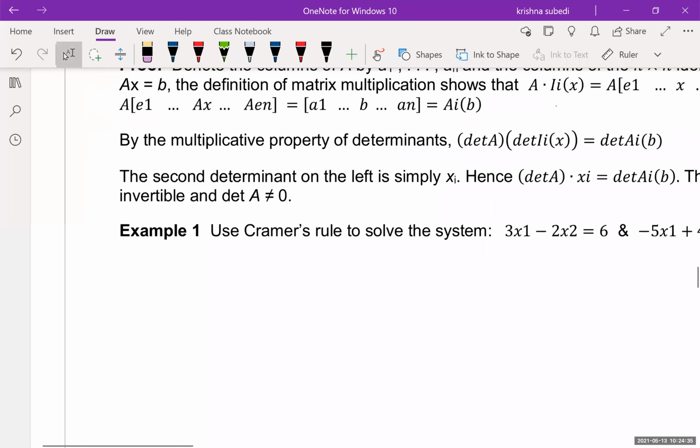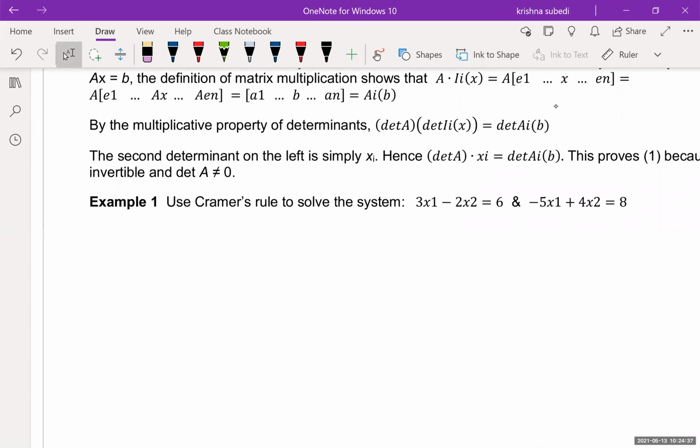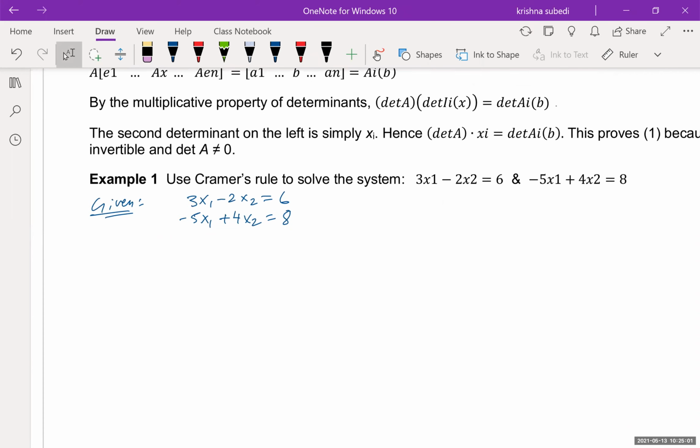Now, what does that mean? Let's look at this example 1. Use Cramer's rule to solve the system. So first of all, let me just write it down. The system given here is 3x1 minus 2x2 equals 6 and negative 5x1 plus 4x2 equals 8. Okay, you know how to solve it. That's not the question. The question is, what is Cramer's rule? So we're going to use Cramer's rule to solve this system, okay?